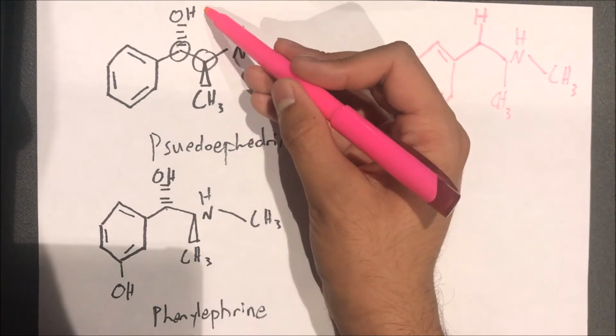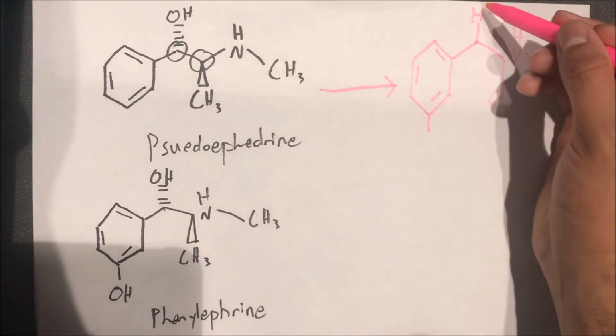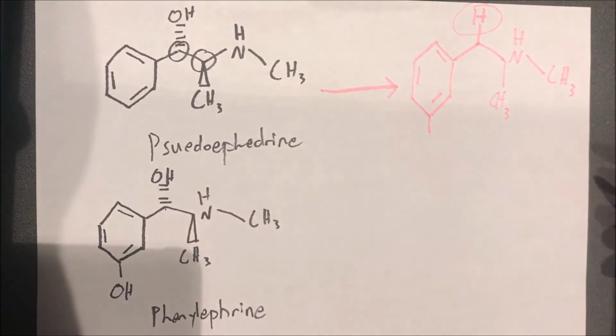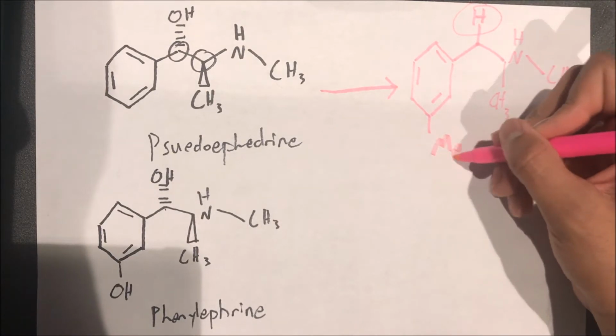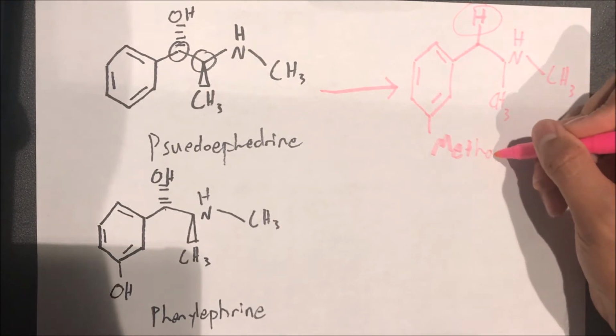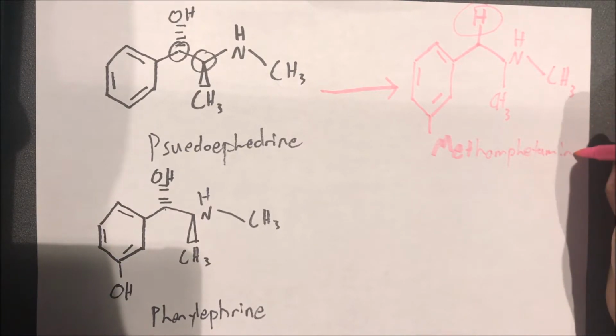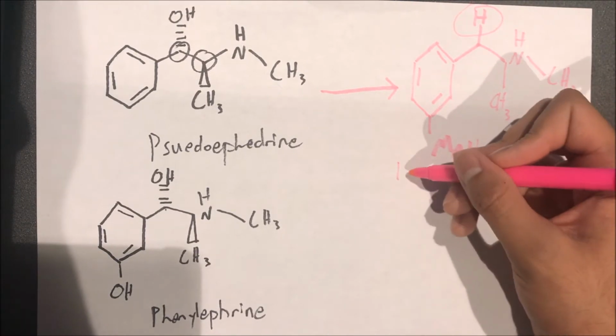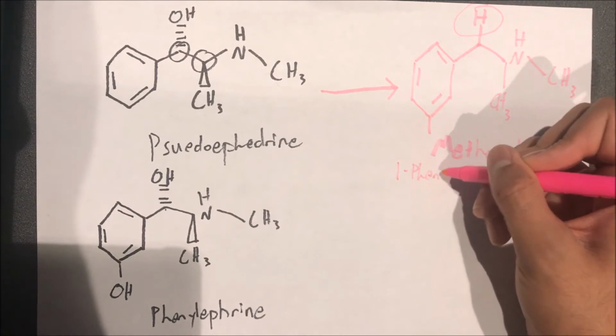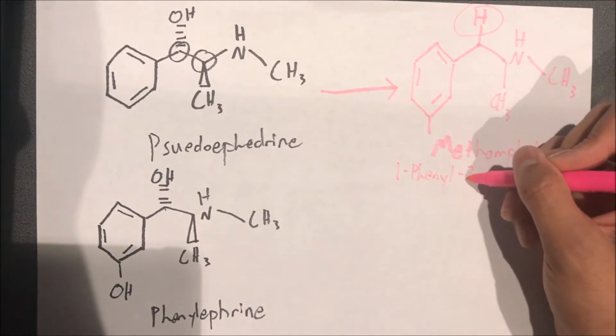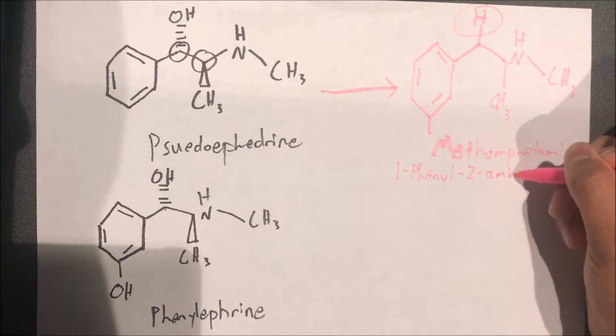So this is the OH group, it's changed to an H group. And this is methamphetamine. The name for this compound is 1-phenyl-2-aminopropane.